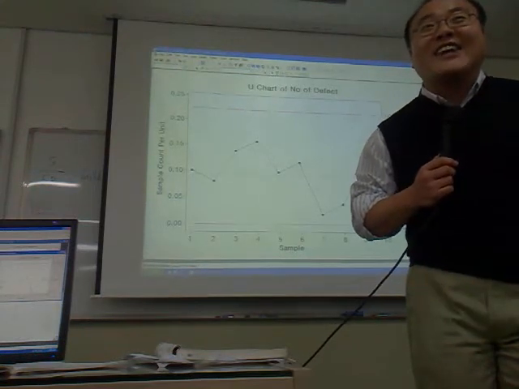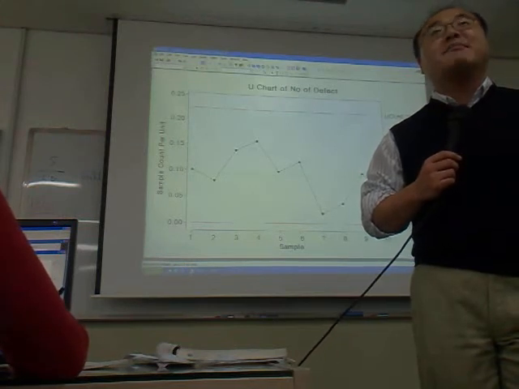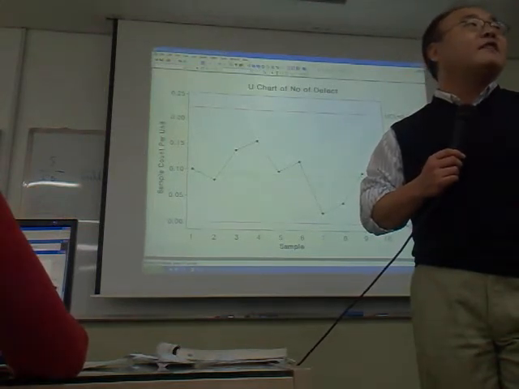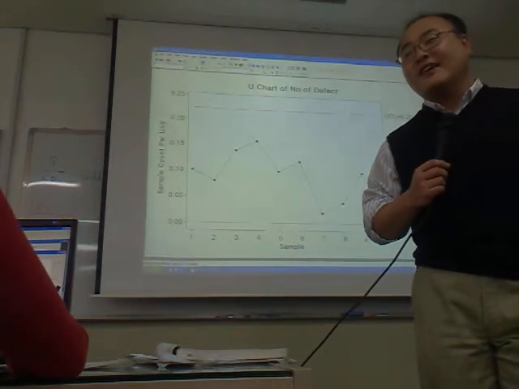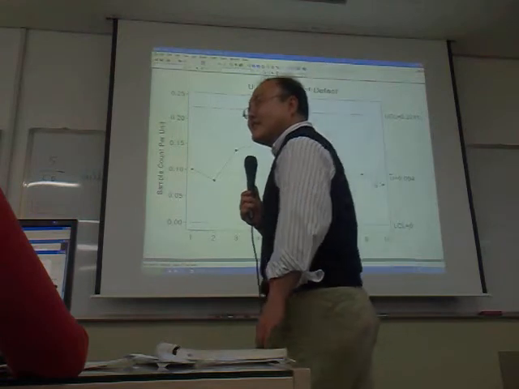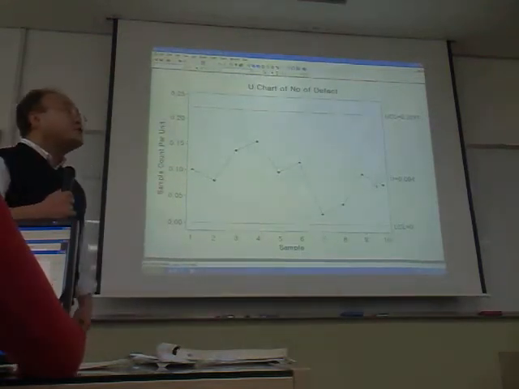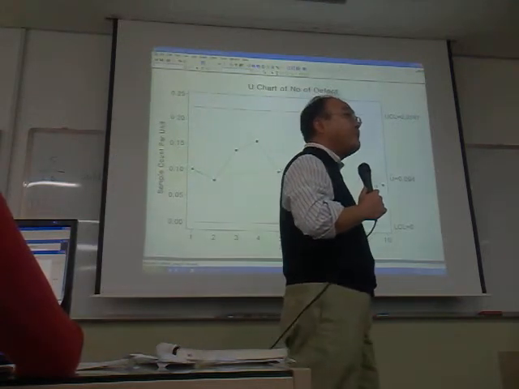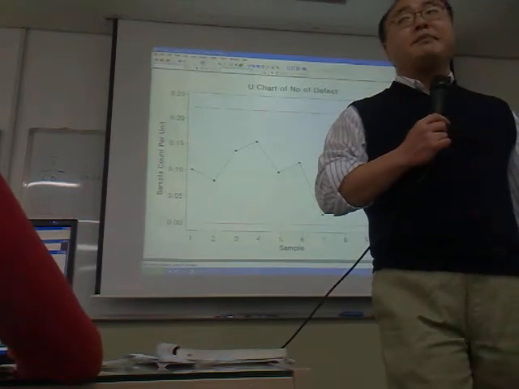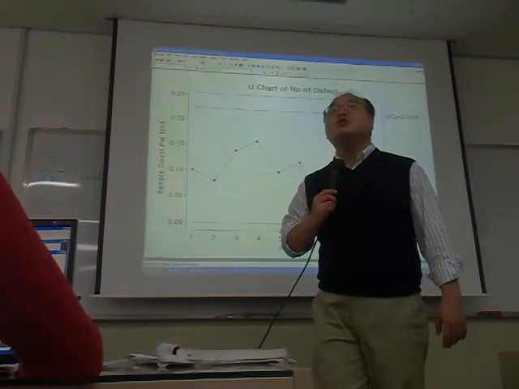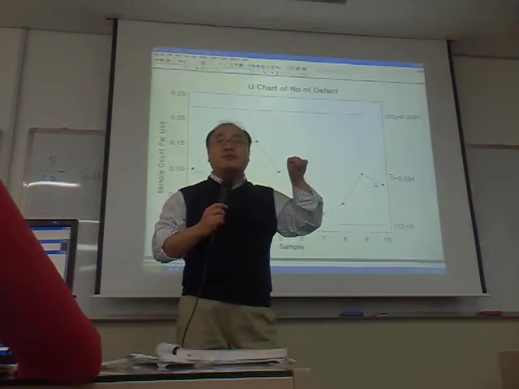Number of defect: C-chart. Number of defective chart is NP chart. Probability of defective chart is P chart. I like your students have something wrong answer. And DPU chart is what? DPU chart is U chart. Defect per unit chart is U chart. U means unit. C means countable.